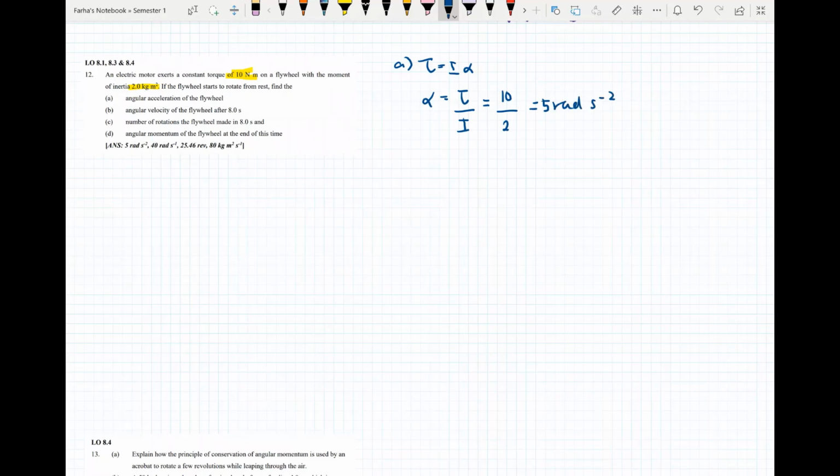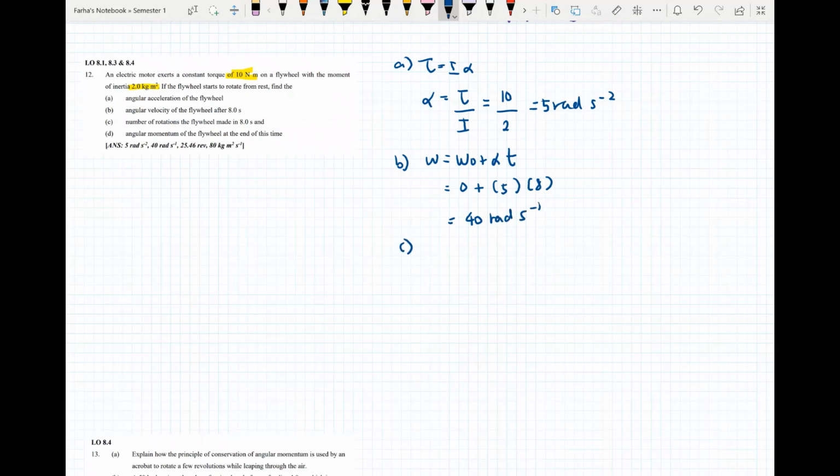Okay, then B, angular velocity of the flywheel after 8 seconds. This is in learning outcome 8.1, which is omega equals omega naught plus alpha t, because we already know the value of alpha. And we know omega naught because it says the flywheel starts to rotate from rest. So 0 plus alpha is 5, t equals 8. So we get 40 radian per second.